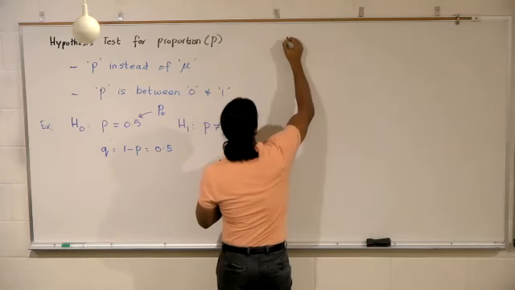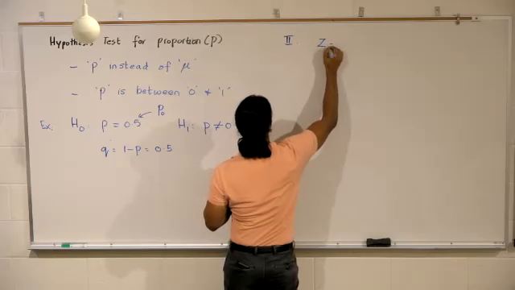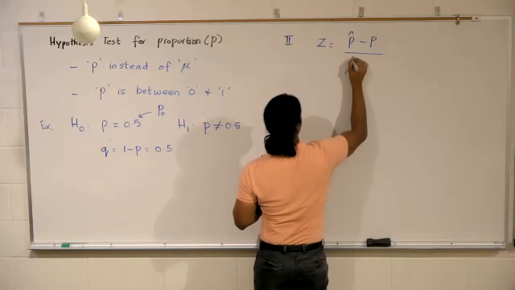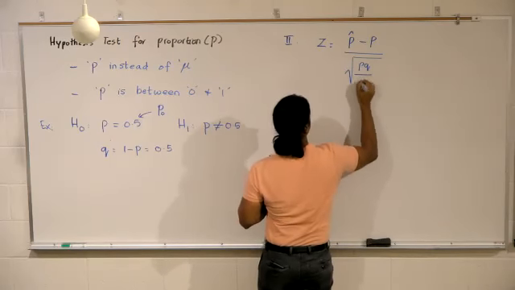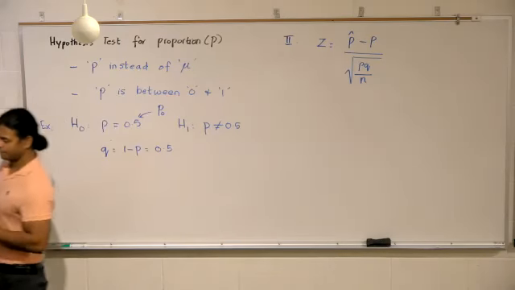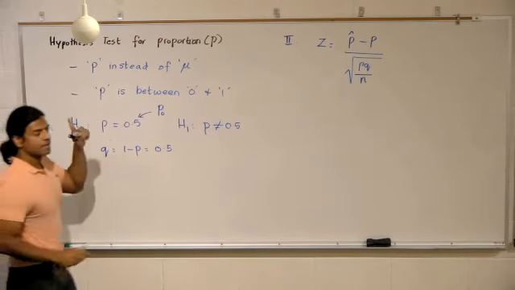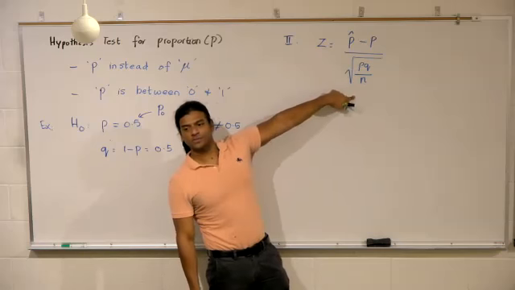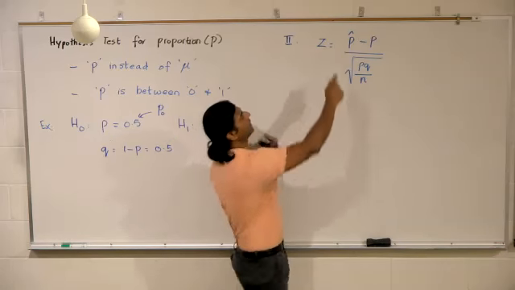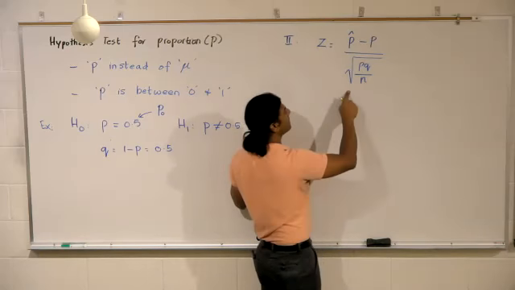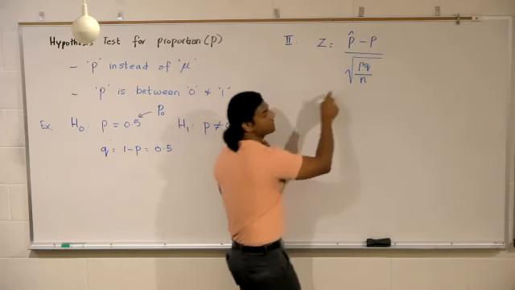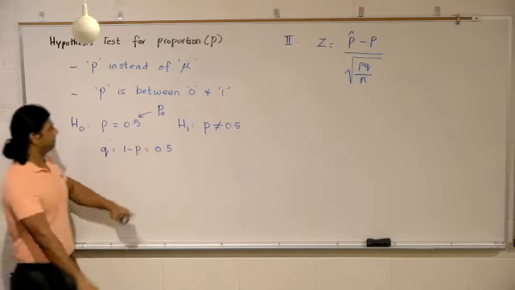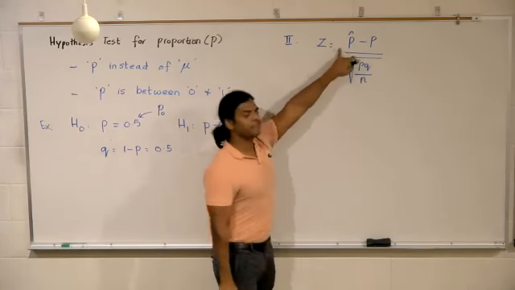The next difference is in the test statistic. Last time it was x bar minus mu divided by s over square root of n. Now it is p hat minus p divided by square root of p times q divided by n. P is known, 0.5, same as p naught in that example. What is p hat?